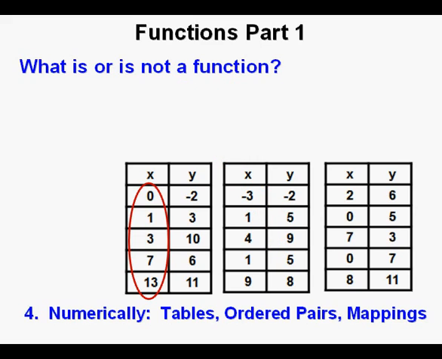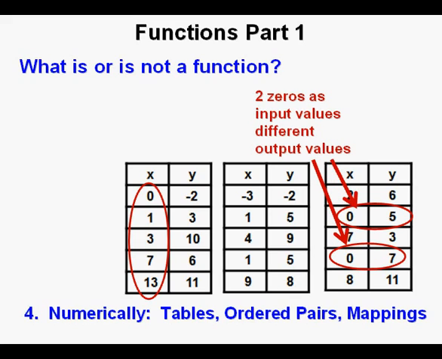Let's look at yet another table. This table also has repeating input values. There are 2 zeros in the input. But in this case, the output values are different. One input of 0 has an output of 5, another input of 0 has an output of 7. Therefore, this relation is not a function.